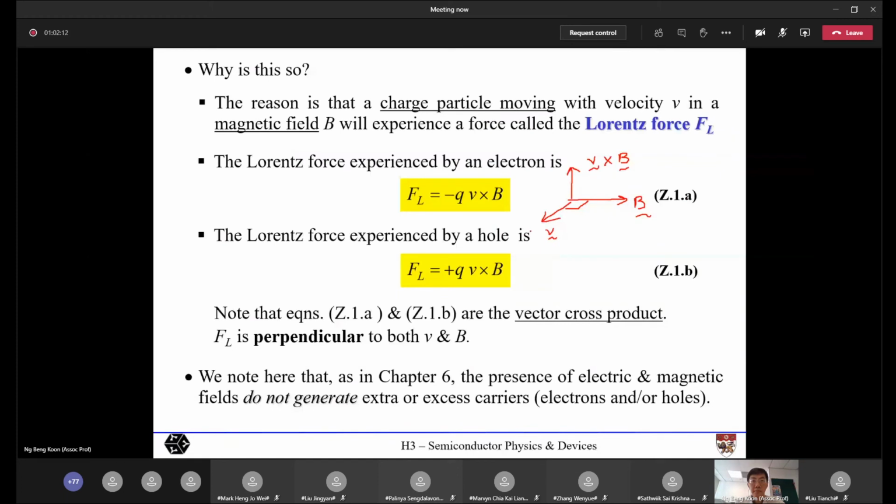If we do a cross product V cross B, it gives you a vector that's perpendicular to V and B, and the direction is given by the right-hand grip. If you use your fingers and grip from V to B, then your thumb points upwards. So if you do a right-hand grip, your fingers are like that.